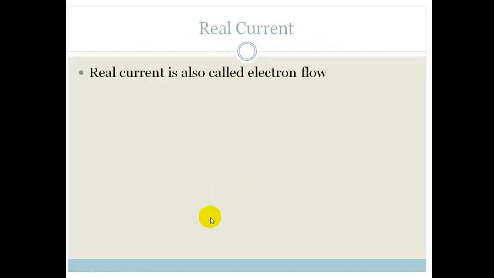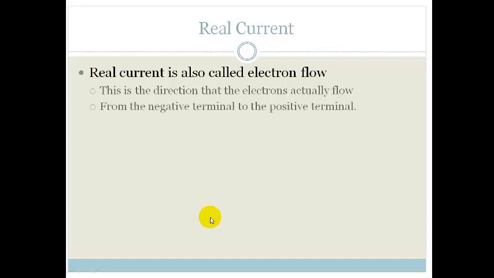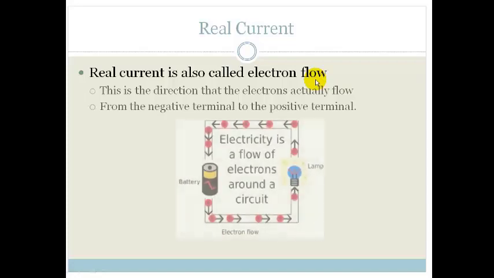Real current is called electron flow, and this is the direction that the electrons actually flow, from the negative terminal to the positive terminal. So why do we need to know this? Later on, many years from now, you'll actually need to use that. But by convention, we said that charge flows from positive to negative, and we use that with all our rules. So that's nice and easy.